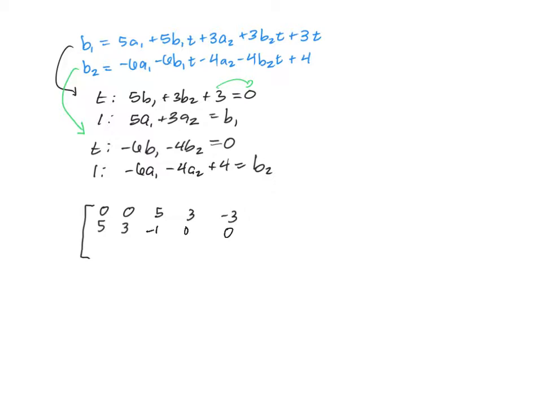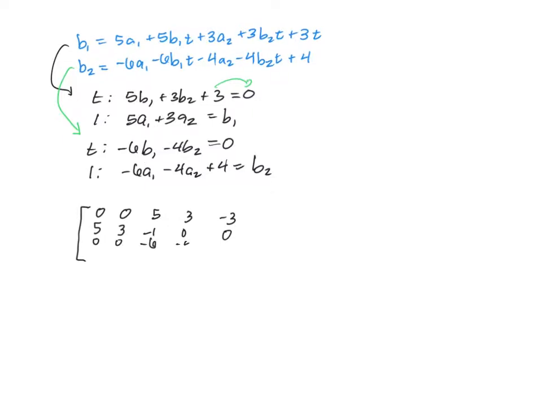And then the next one, we're going to have zeros in the A1 and A2 location, a negative 6 in the B1, a negative 4 in the B2, and a 0 on the other side of the equal sign, and then a negative 6, a negative 4, and then 0 for B1, a negative 1 for the B2 when it comes over to the other side. And then we're going to have a negative 4 on the right-hand side.